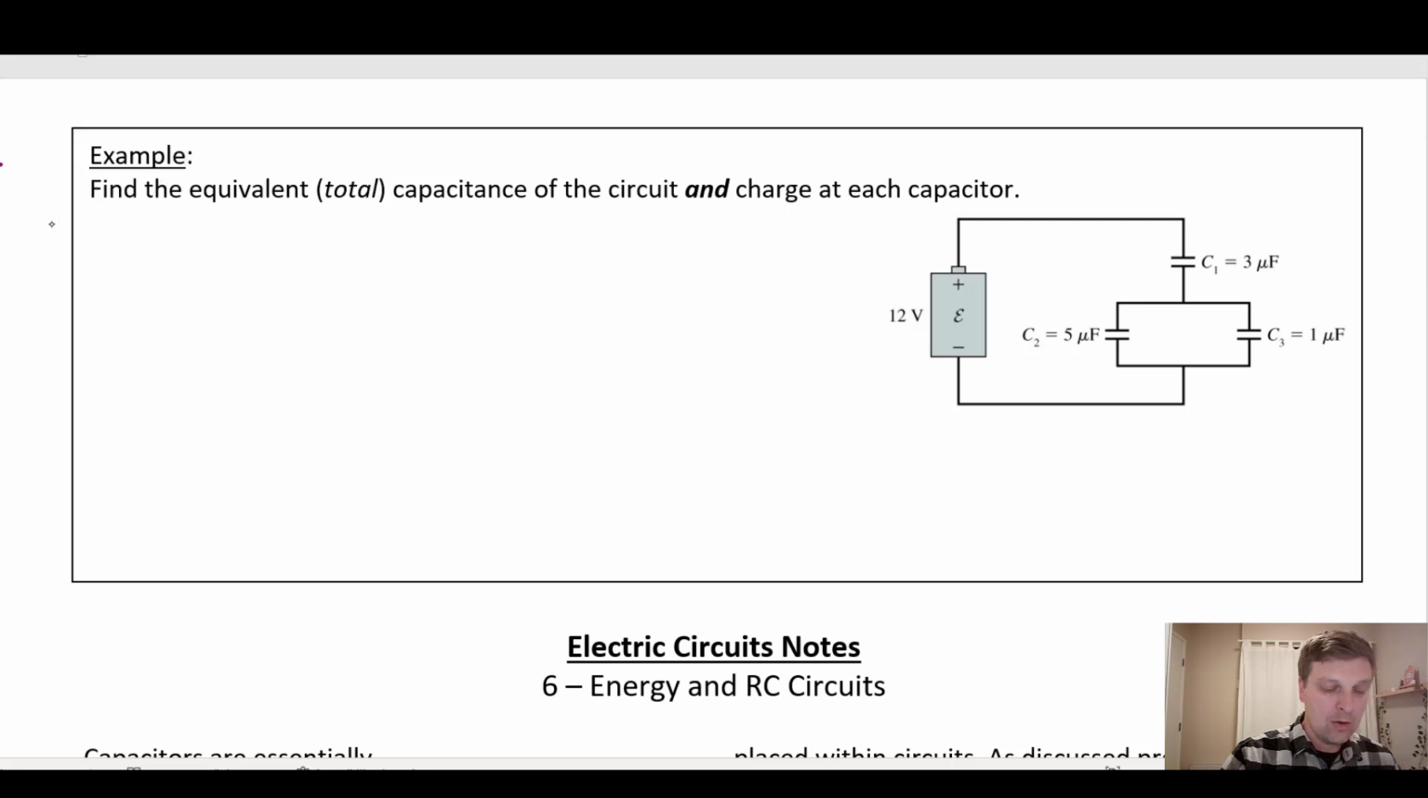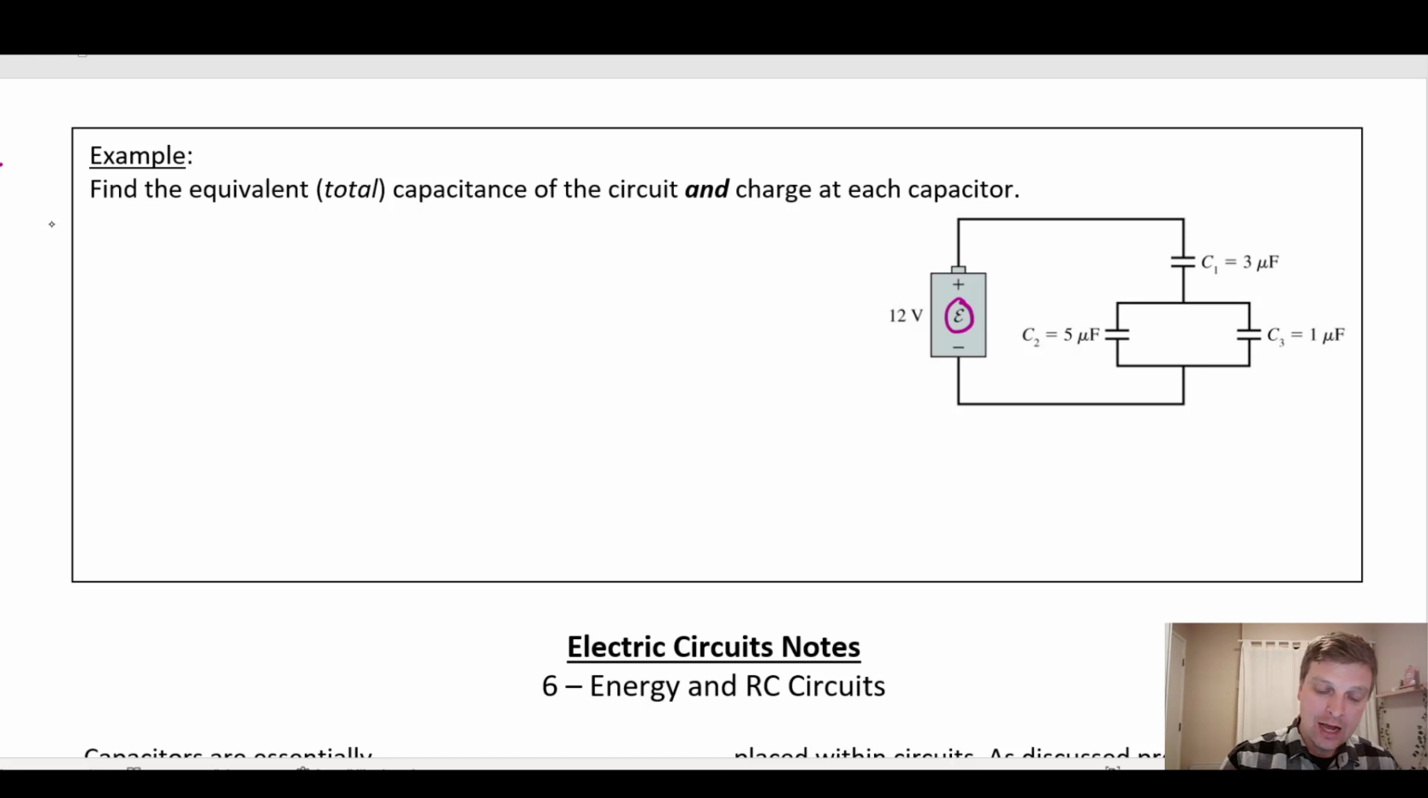Okay, so what we've got here is they're looking for the total capacitance of the circuit and the charge that's going to build up on each of these capacitors once we plug it into this battery. Now, just a reminder here that the EMF of the battery really just refers to the total voltage that the battery can supply, and you can see there's no resistors in this circuit, so we're not going to worry about that yet.